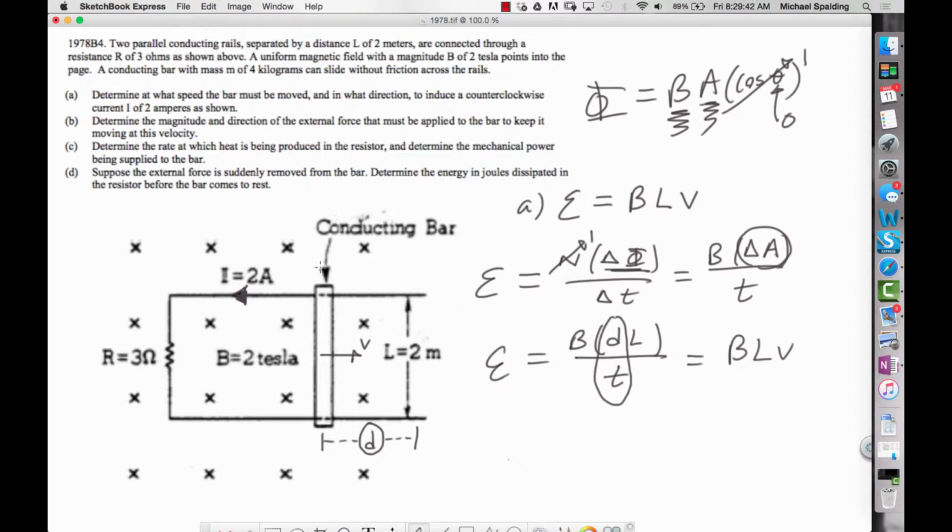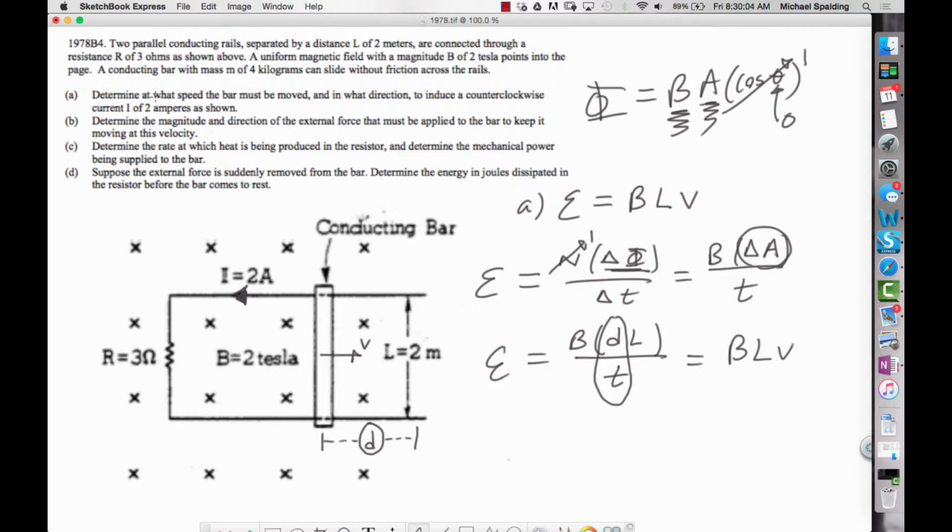And by the way, does the bar have to be on rails? Does the bar need to be on rails to get a potential difference across it? No. Yeah, so what completes the circuit? Then you get a current running through it. But even if you just had this bar moving through a magnetic field, you'd still get a potential difference across it. Okay, so now let's solve the question.